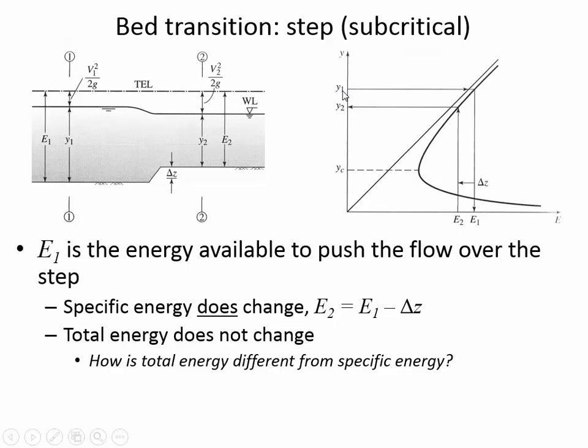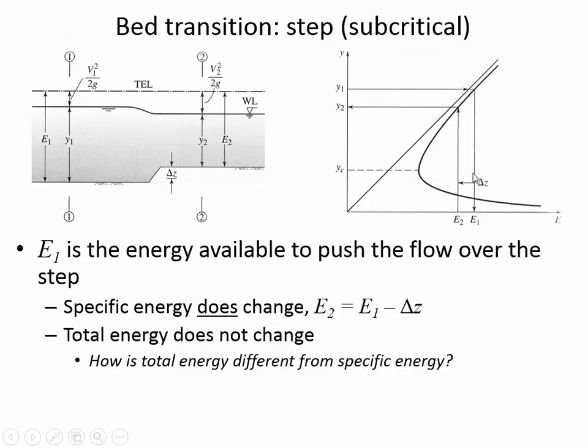So here's Y1, the original depth. We go over, down, and we find E1. That's the specific energy that's associated with what the original flow depth was. Now instead of moving to the right, which means more energy here, we're moving to the left when we intercept the horizontal axis. So E2 is E1 minus delta Z.